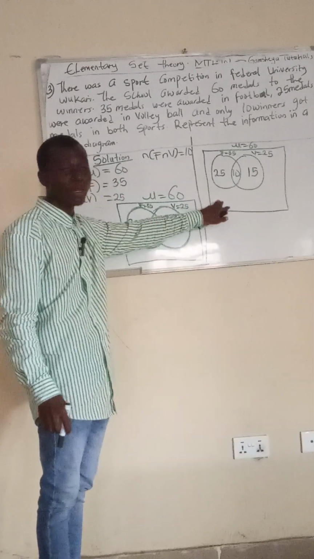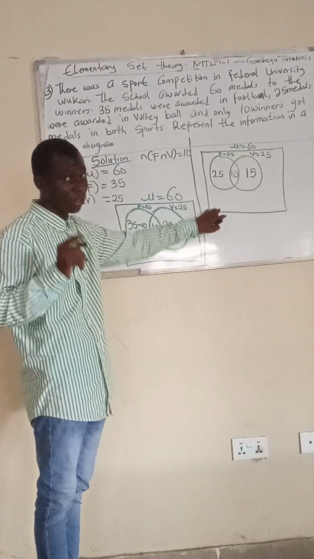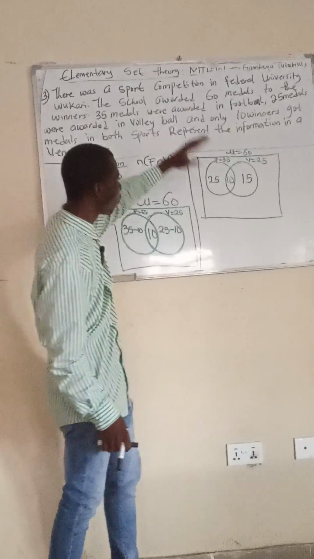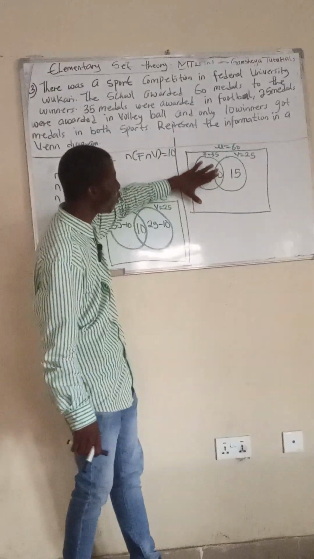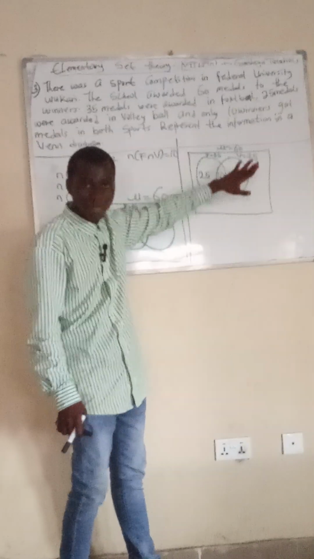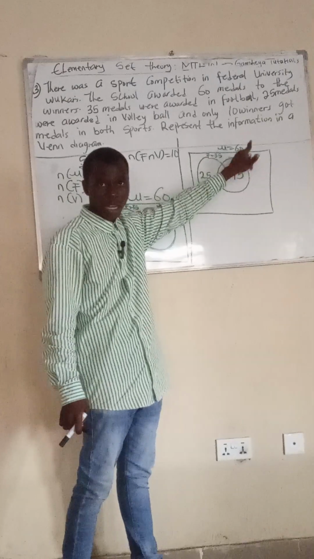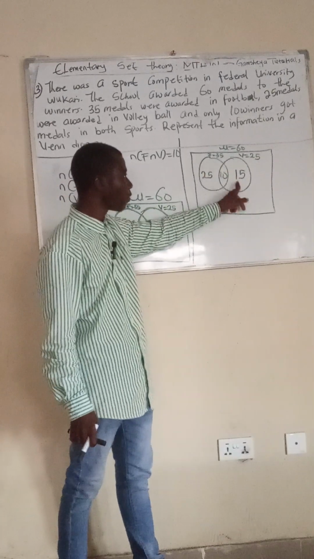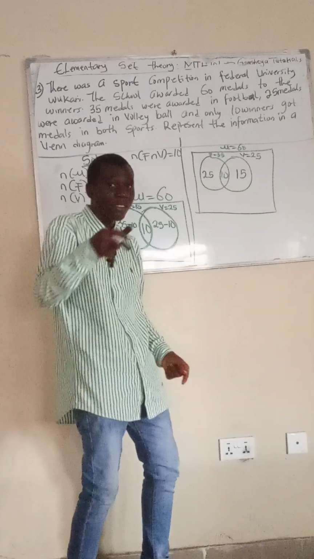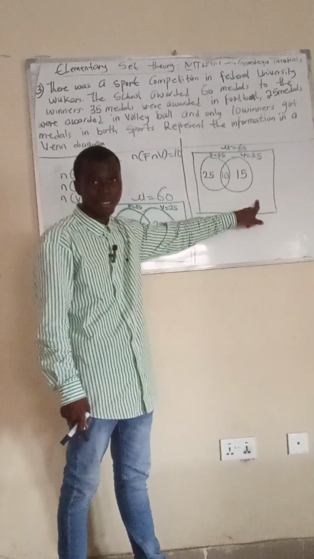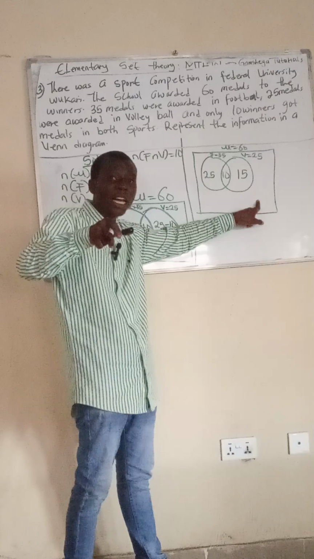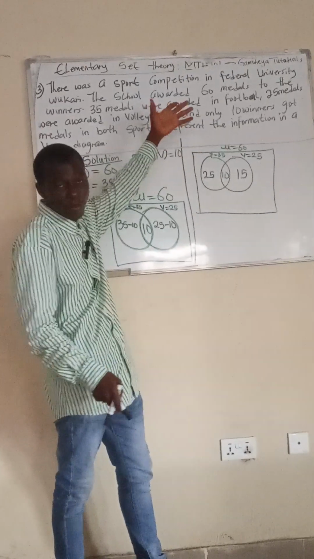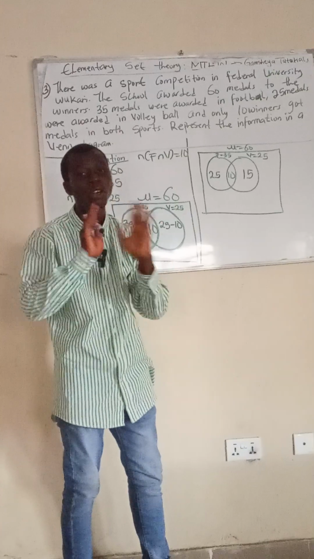So this is the representation, but I'm not yet done. How do I know that I'm not done? It is expected that whatever you are summing in this Venn diagram is supposed to be equal to 60. Now, if you add 25 plus 10 plus 15, it is not yet 60. So that means I still have another element outside. I have other people that might have participated in the sport, but they were not awarded medals.